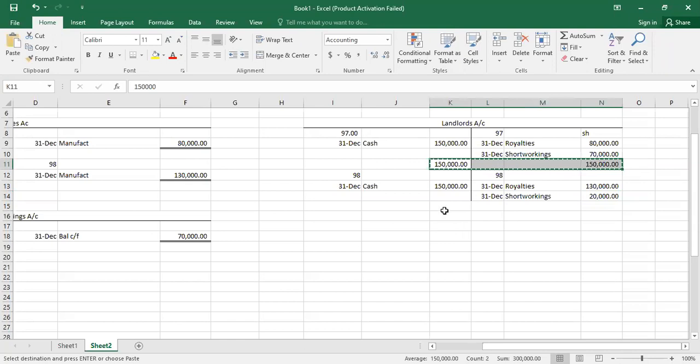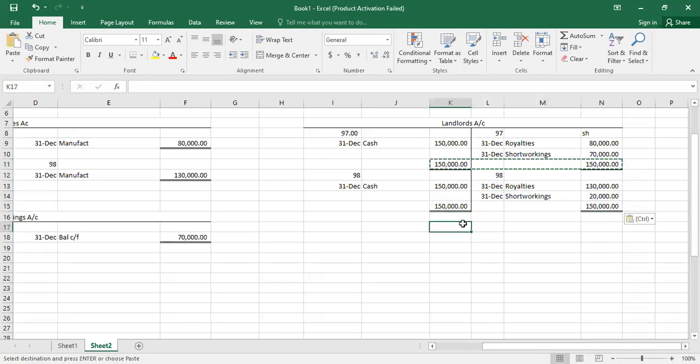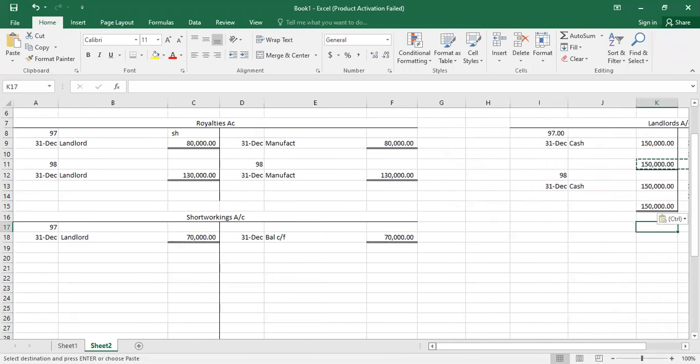Allow me, in the interest of time. So there we are, but not without debiting our short working account.